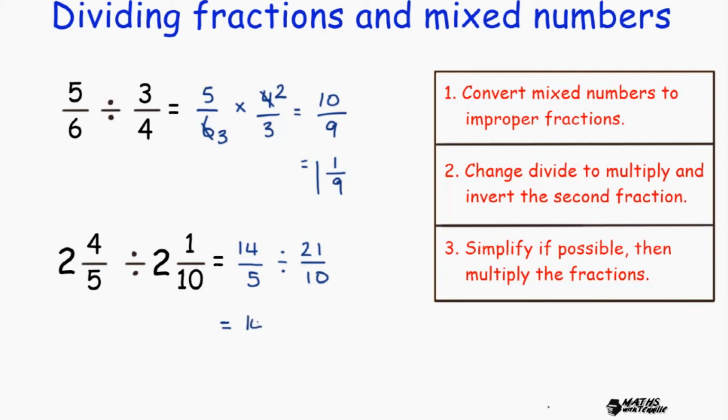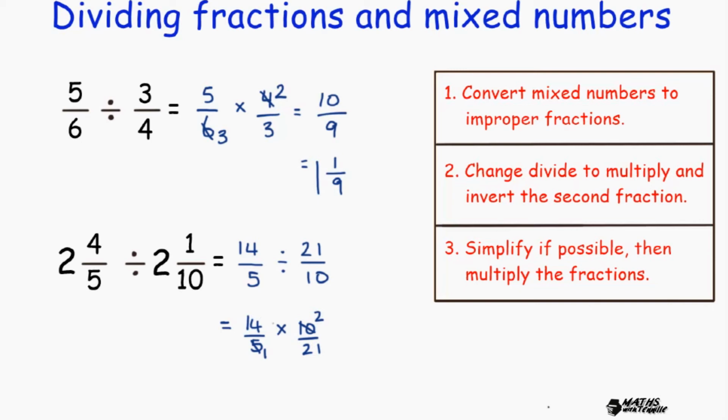So we keep 14/5, change divide to multiply, and swap over the second fraction. Then I'm going to simplify if possible. So 5 goes into 5 once, and 5 goes into 10 2 times.